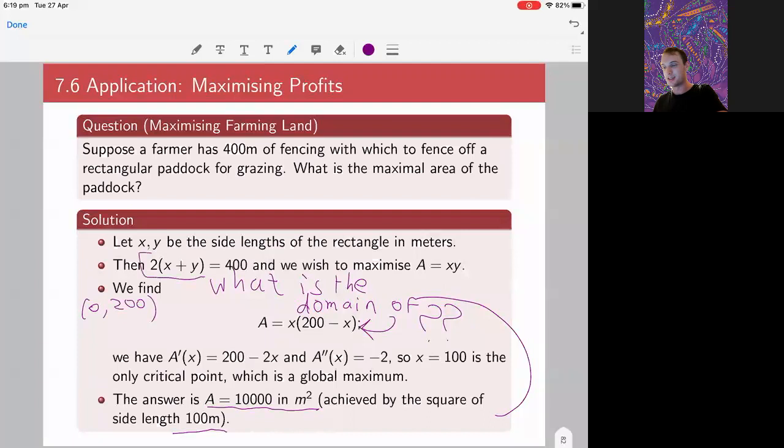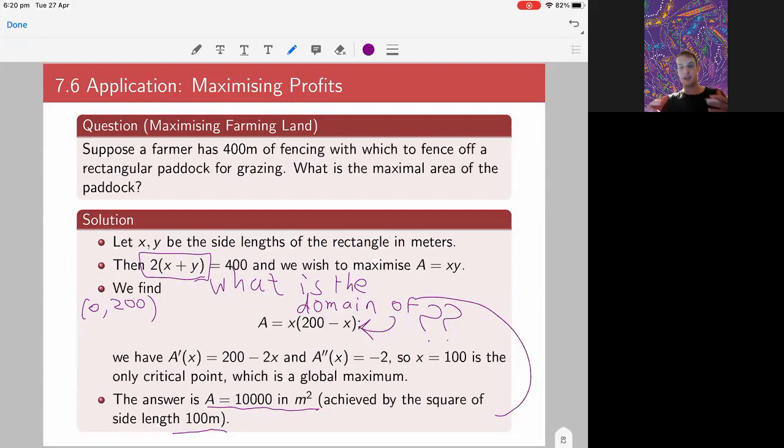Because remember, x is just the length of one of the sides. And remember, I'm insisting that I've got a rectangle here. So one possible answer I think is 0 to 200. Perhaps that's the most natural domain for this problem. Realistically, we need x between 0 and 200, but for this particular question, it doesn't really matter.